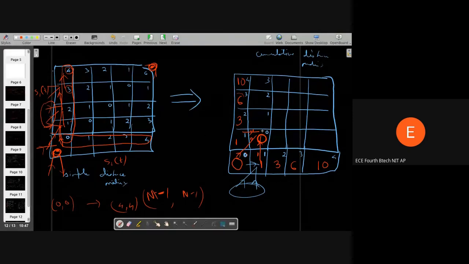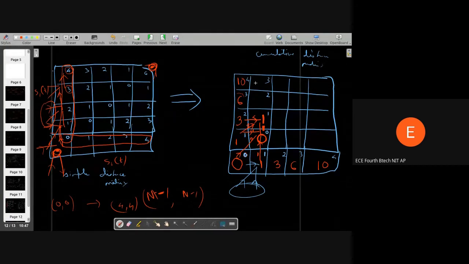Again, find out what will happen. 1, 3, 0, and then 1 is there. Obviously, this is the distance. 1 plus 0 will become 1. 1 plus 1 will become 2. 1 plus 3 will become 4. So the minimum distance is 1. Like this it will continue. You can fill this row up.